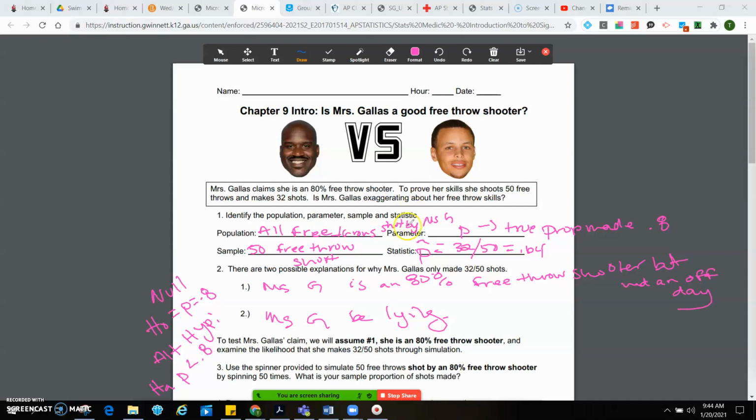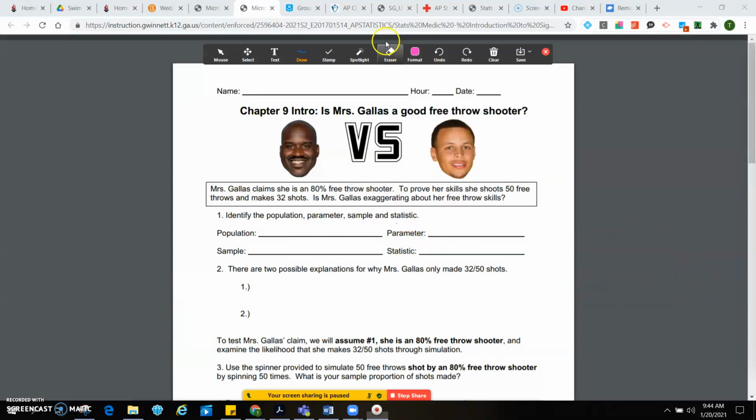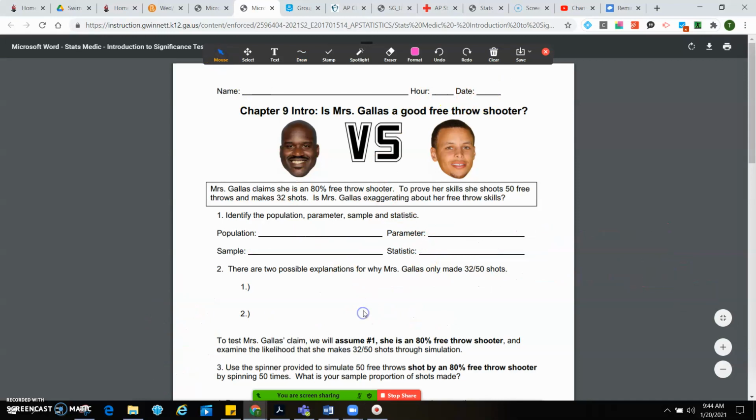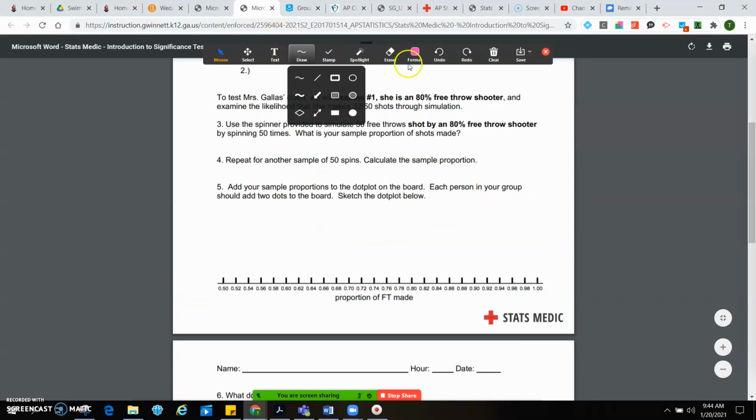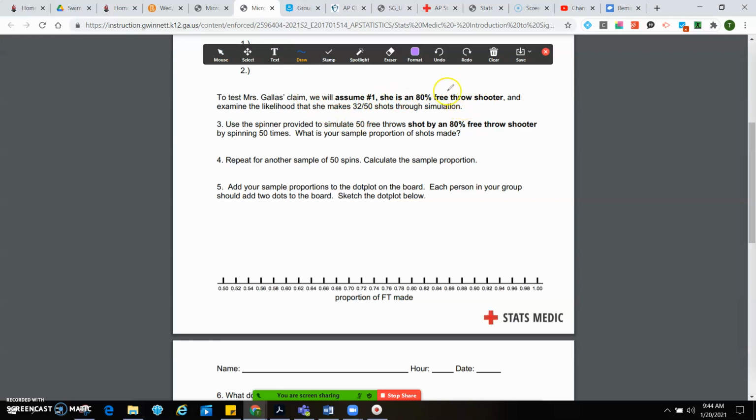Okay? Right? So, if we scroll down, so to test Miss Gallus's theory, or her claim, we will assume, number one, she is an 80% free throw shooter. So this is assuming the null hypothesis. Okay? And examine the likelihood that she makes 32 out of the 50 shots through simulation. So you're going to use the spinner provided to simulate 50 free throw shots by an 80% free throw shooter by spinning 50 times. What is your sample proportion of shots made?